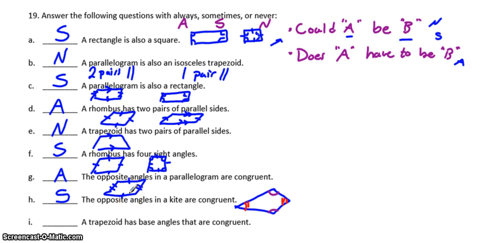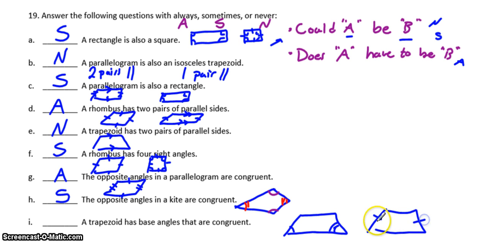And lastly, a trapezoid has base angles that are congruent. Let's think. Here's a trapezoid. Do these 2 angles have to be congruent? Well, they don't have to be, but they could be if you had an isosceles trapezoid, right? If you had an isosceles trapezoid right here, then the base angles would be congruent. So again, this will be a sometimes.